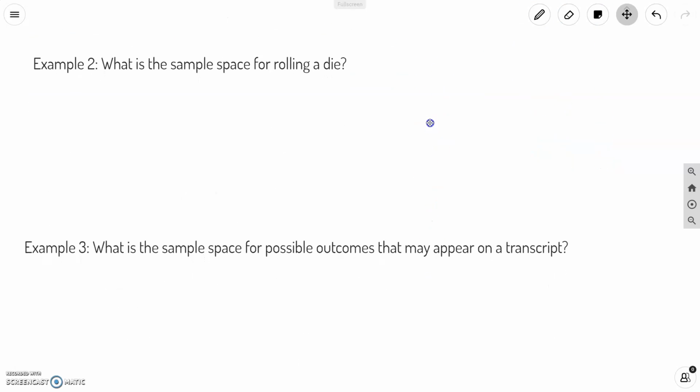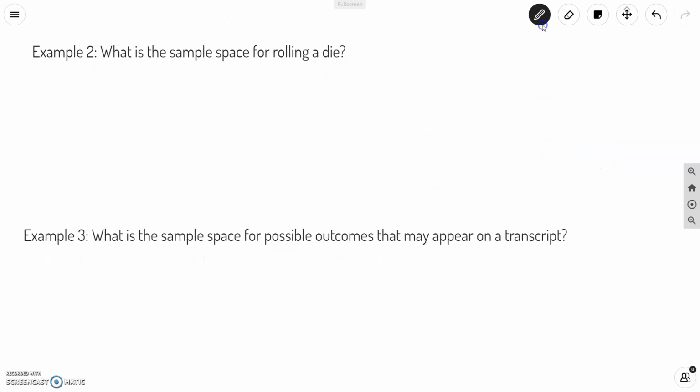The next example, what is the sample space for rolling a die? For rolling a die, what are all of the possible outcomes that we can get? We can roll and land a 1. We could roll and land a 2, 3, 4, 5, and 6. So our sample space for rolling a die is a list that contains the numbers 1 through 6.